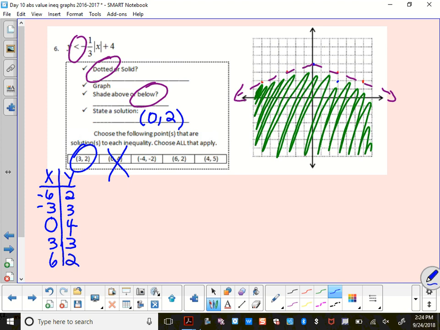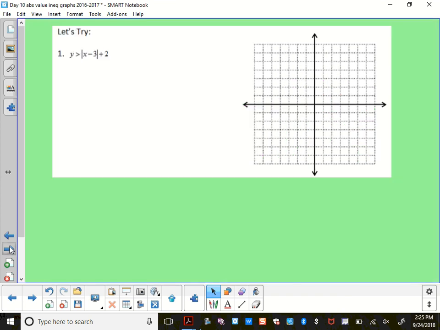-4, -2? Yeah, that's somewhere down there. 6, 2, 1, 2. No, because that's on the line too, right? 4, 5? No, it's all up there somewhere. So we only have 2 solutions that actually work. All good? All right, so I want you guys to work on the ones that say let's practice, but let's wait a second.